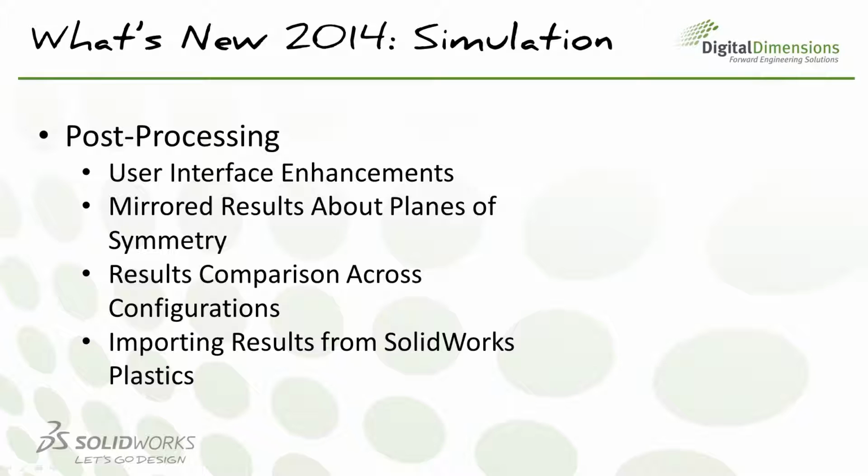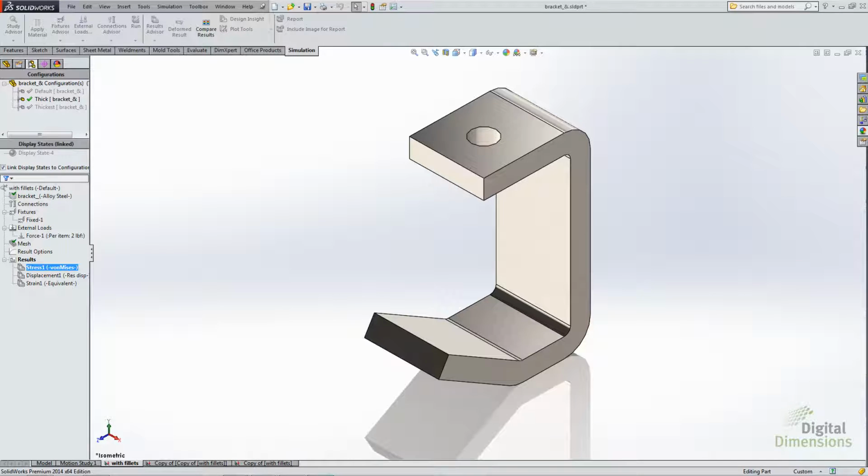Another very useful addition when it comes to post-processing with SOLIDWORKS Simulation is the results comparison across configurations option we have in 2014. This allows us to take different studies with different variants, whether any different configurable item, be it different dimensions, different materials, or features, and we can look at the results in tandem, all within the graphics area.